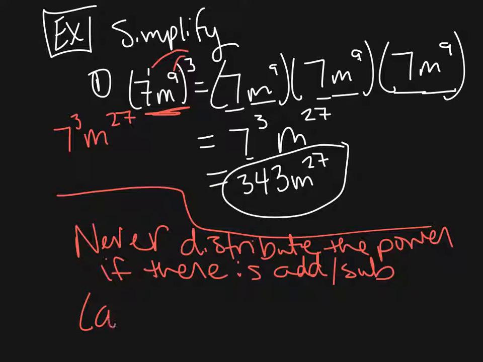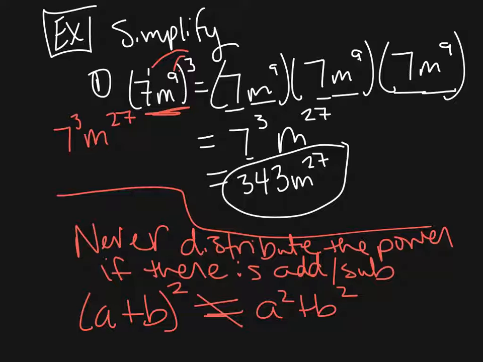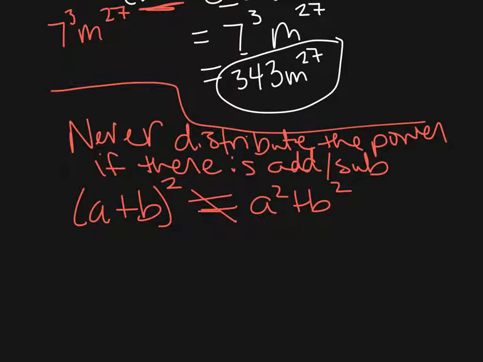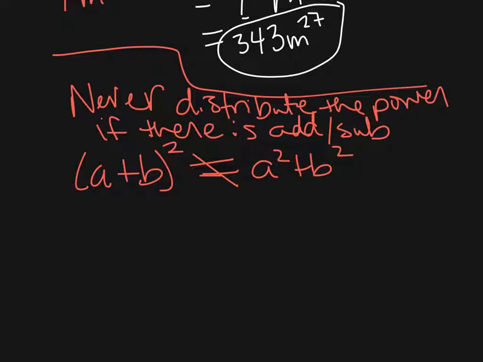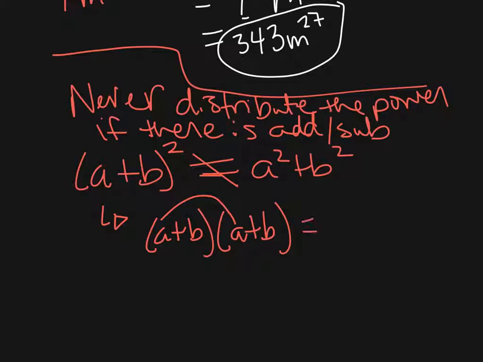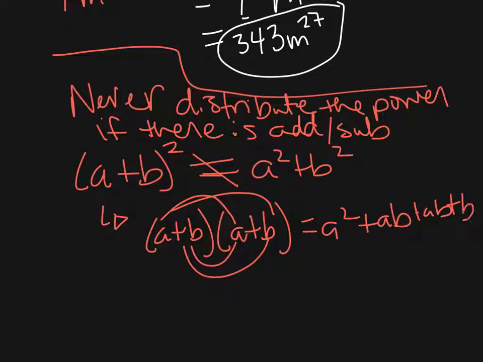So for example, a plus b squared does not equal a squared plus b squared. Okay? So do not do this because this really is a plus b times a plus b. So you would need to FOIL that out when there's a plus or minus. It would be a squared plus ab plus ab plus b squared.